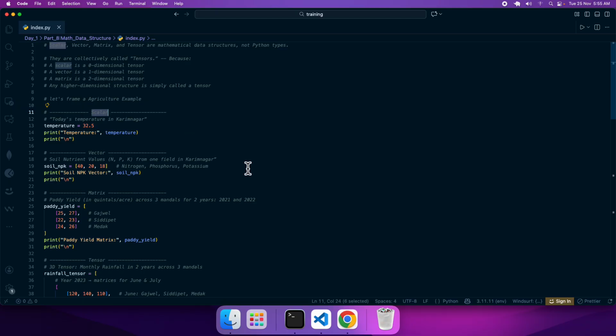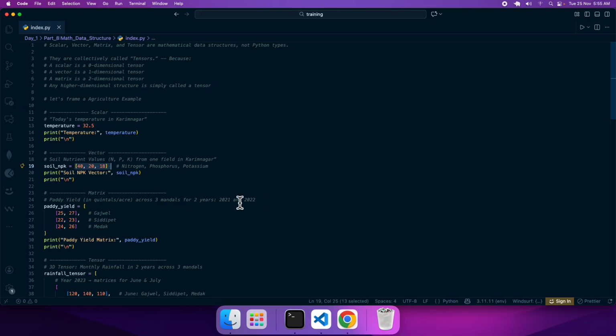How about this example? I want to store the information of soil nutrients in the form of nitrogen, phosphorus and potassium. For that reason, we made use of something called a vector. A vector is of one dimension. Why is that so? Because it has one row. So let's consider this to be one row with multiple columns. Hence it is called a vector.